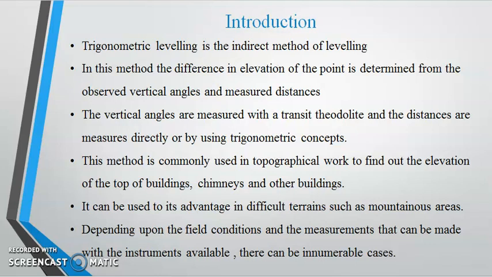All this while, for fly leveling and for profile leveling, we were using a dumpy level, which we could tilt only in the horizontal direction by 360 degrees. Now the instrument theodolite, which you will be studying in detail in surveying 2 next year, can also tilt in a vertical manner by 180 degrees, and we can measure the vertical angle with respect to the horizontal, that is the center of the instrument. So we will be using a transit theodolite to calculate the vertical angle, and horizontal distances will be measured using a simple tape, and then trigonometric concepts will be applied to get the final data that is required.